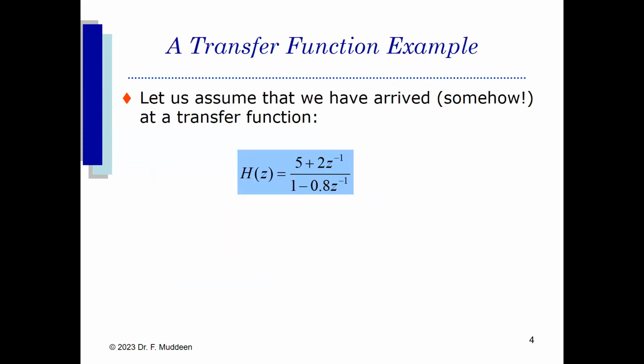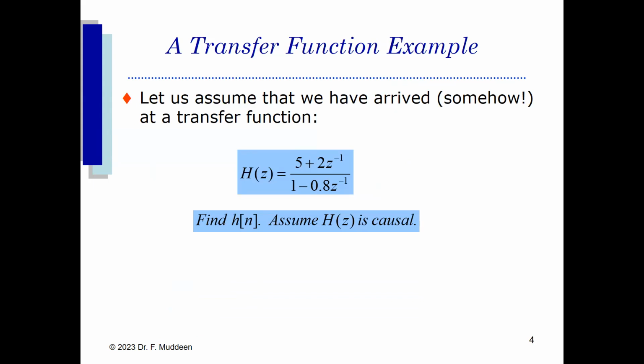So let's see how this is going to work. Assume that somehow we came up with our transfer function. Don't ask me how. We started with some description, and we landed up with this thing that you're seeing on the screen here. That's H(z). What I want to find out now is the impulse response, and I'm assuming that the system is causal.